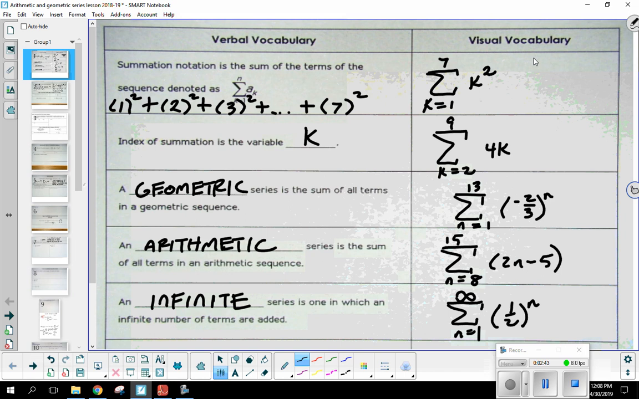Okay, that's the difference between a series and a sequence. A sequence is just a generated set of numbers. It has some kind of pattern to them. But when I start adding the terms in that sequence, then we call it a series.